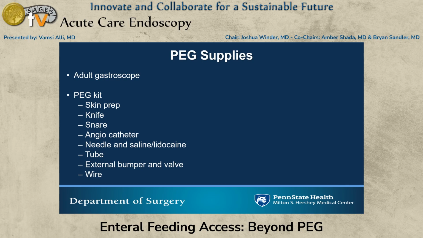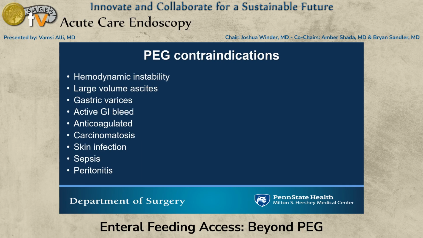So traditional PEG, you'll need a gastroscope. The kits usually come with the majority of the supplies that you would need to proceed with the procedure, with the exception of perhaps T-anchors. Most of them do not contain that. They come in a couple of formats. We'll review a couple of those momentarily.